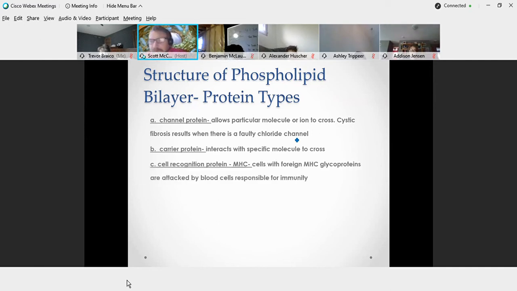All right, this is a tough one. Cell recognition protein. Cell recognition proteins are basically on your membranes.